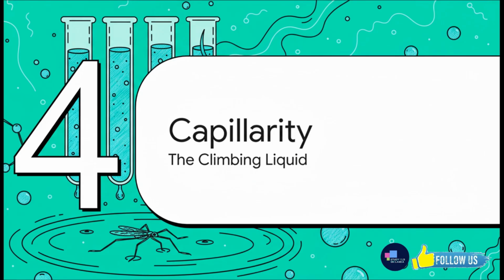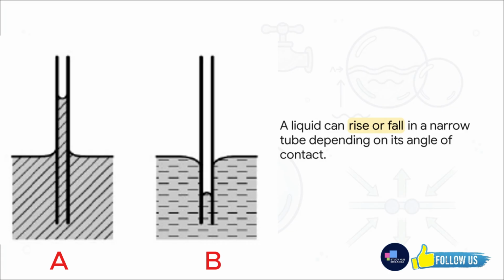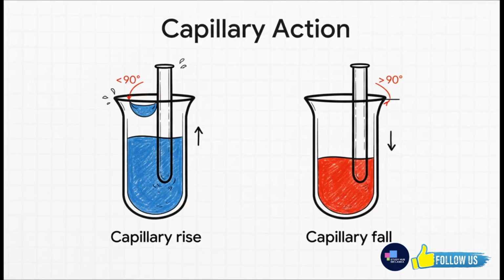This is what happens when liquids get into very narrow spaces. So if you take a super thin tube, what we call a capillary tube, and you dip it into a liquid, one of two things will happen. As you can see in Figure A, some liquids, like water, will actually climb up the inside of the tube, defying gravity. But for others, like mercury in Figure B, the liquid level inside the tube will actually be pushed down. And the reason for this comes right back to what we just learned, the angle of contact.